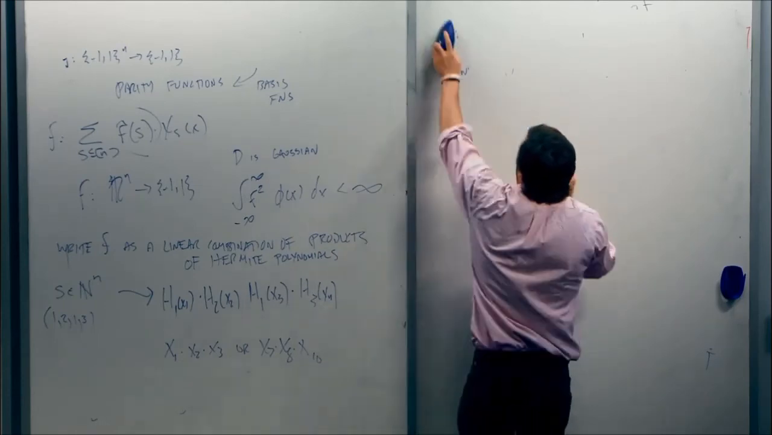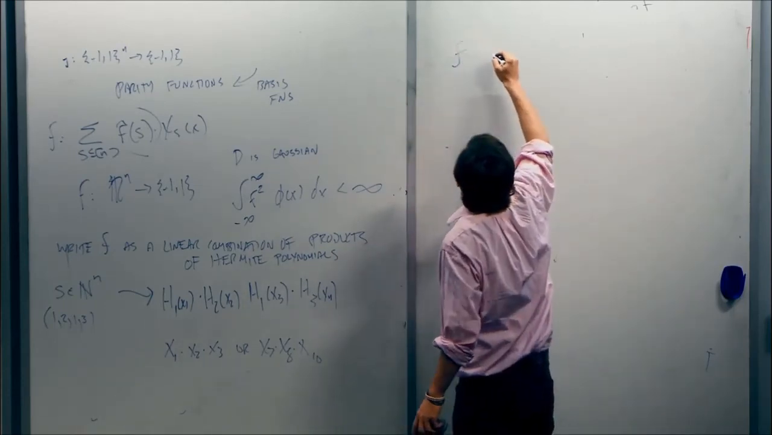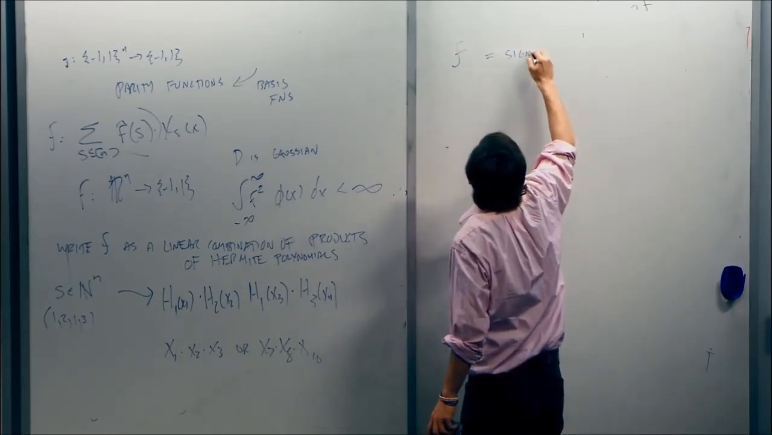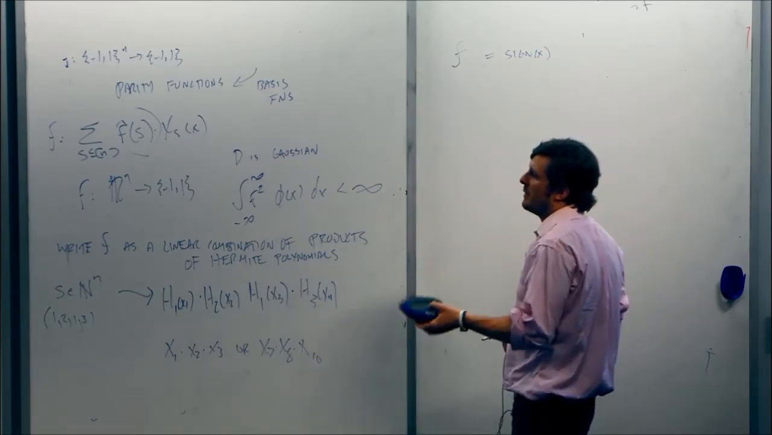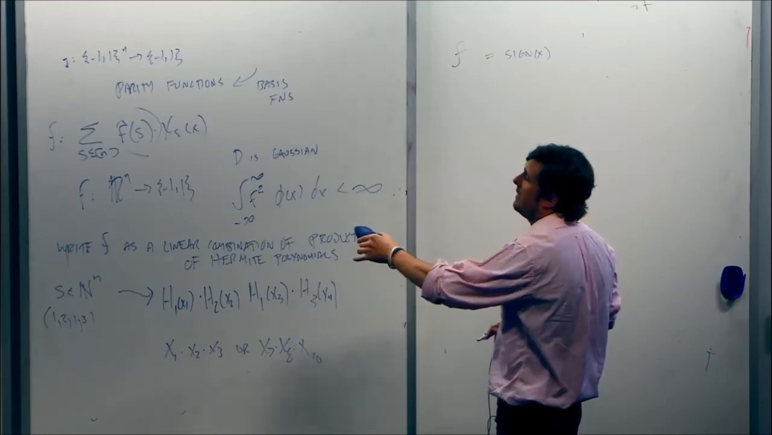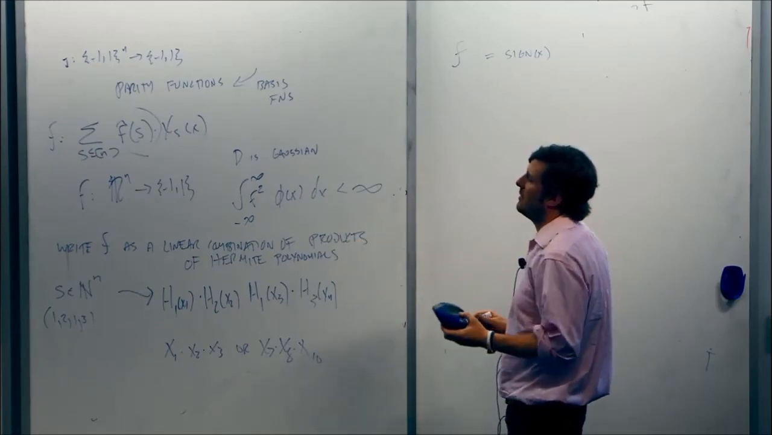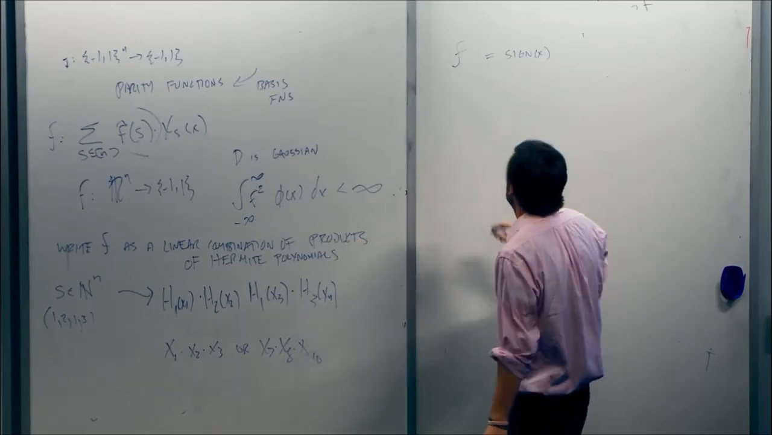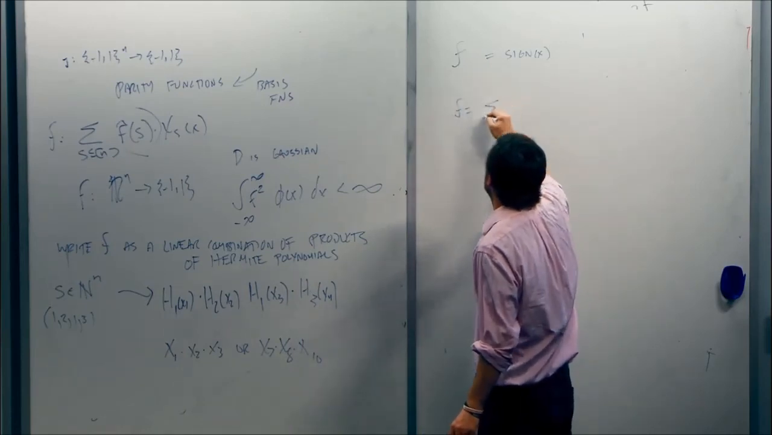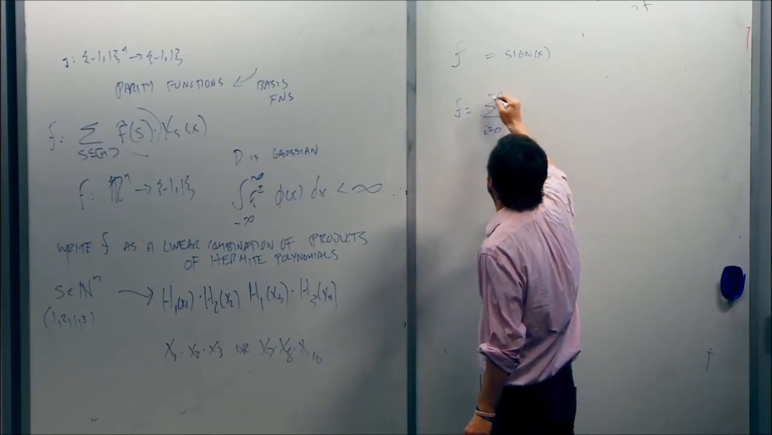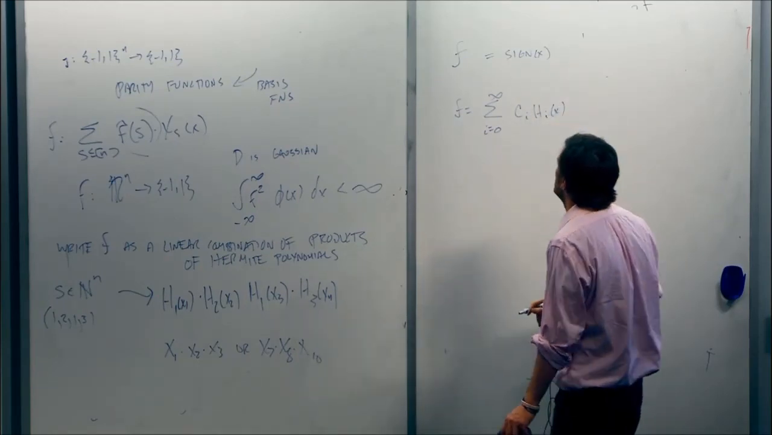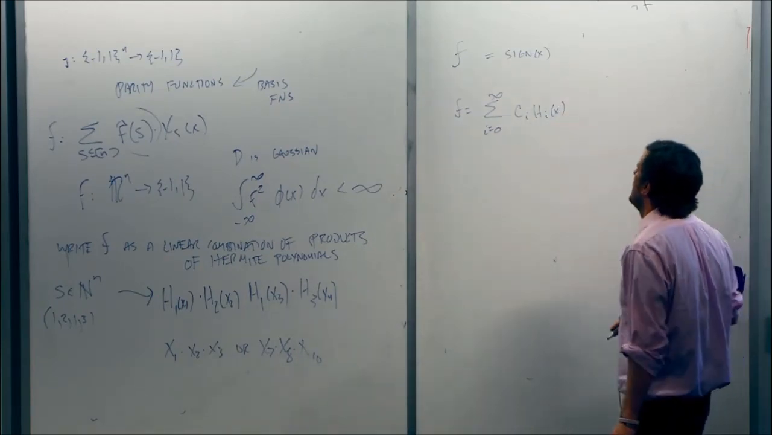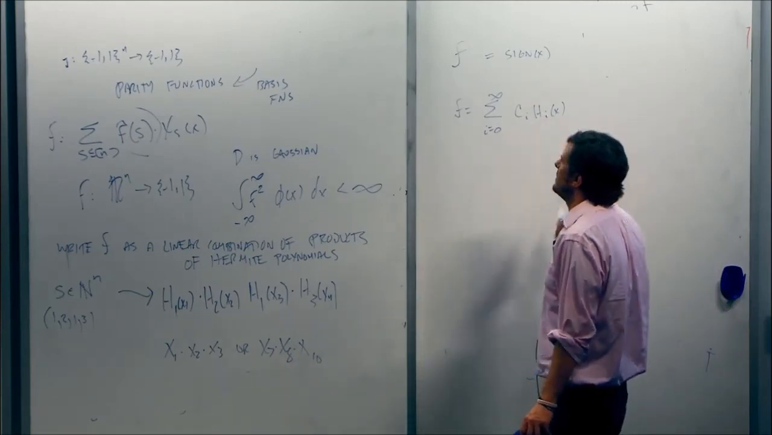So f, think of f now. So f corresponds to sine of x. And since we know that every f can be written as a linear combination, we're again on the line here, of Hermite polynomials, that means that f can be written as the sum from i equals 0 to infinity of c_i h_i of x. And we know that this is equal to this.